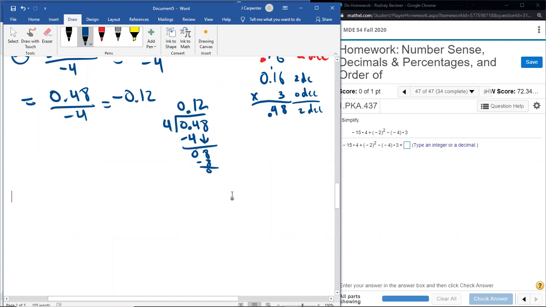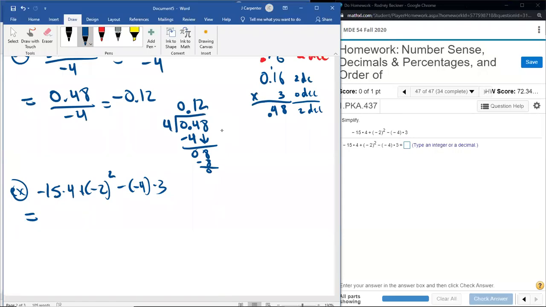All right, and this will be the last one for the day. Negative 15 times 4 plus negative 2 squared minus negative 4 times 3. PEMDAS, 4 steps, not 6. There's nothing that counts as a parentheses because there's just single numbers inside of them. But we do have an exponent. Negative 2 squared, that's negative 2 times negative 2, which is positive 4.